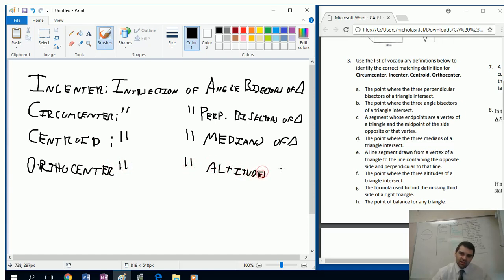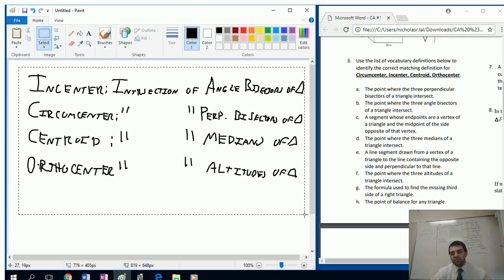So this is just something you've got to memorize. So obviously, circumcenter is A, incenter is B, centroid is D, and orthocenter is F, and everything else is not even the center of a triangle, so we can eliminate that immediately. So that's vocabulary to memorize. That is a vocabulary question. Make sure you know it before the test.